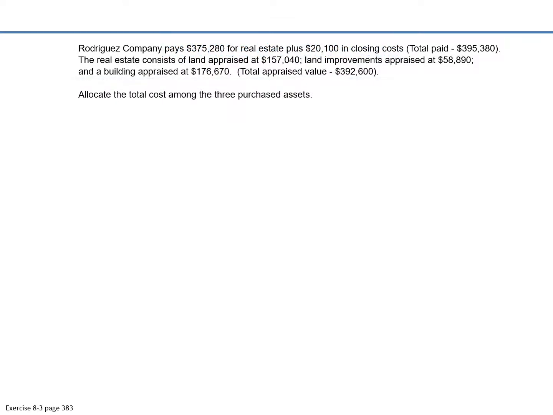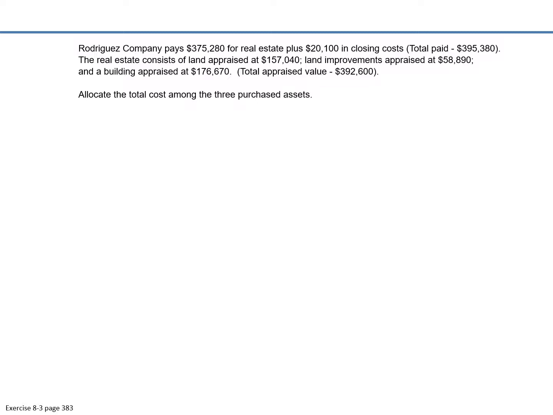All right, exercise 8.3. Rodriguez Company pays $375,280 for real estate plus $20,100 in closing costs. The appraisal of the land was $157,040. The appraisal of the land improvements was $58,890, and the building appraised at $176,600.